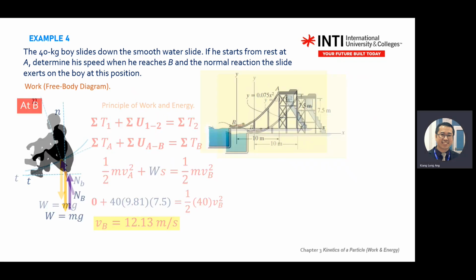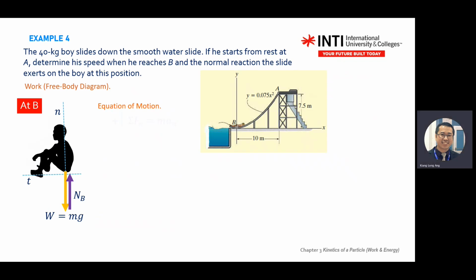Okay. So at B, the equation of motion, F equal to ma.